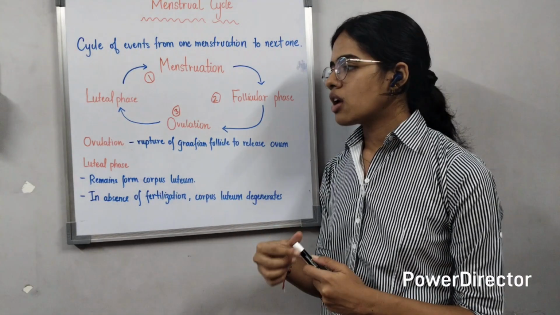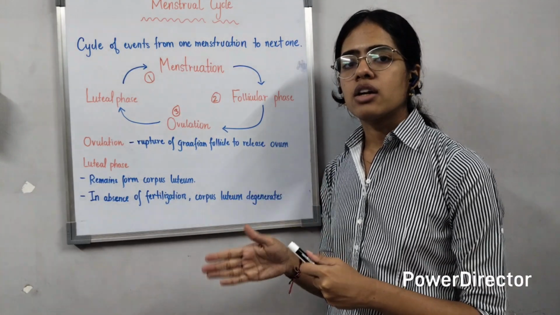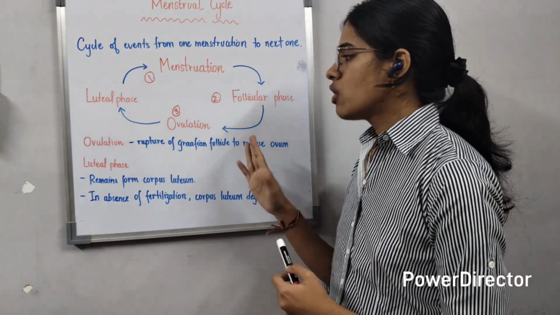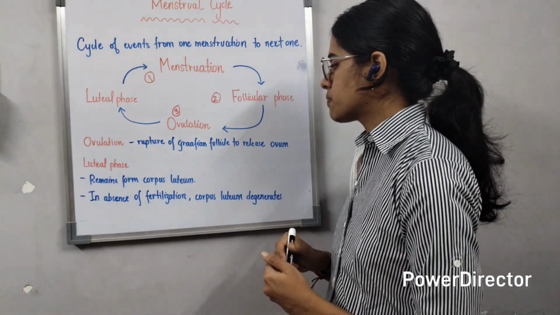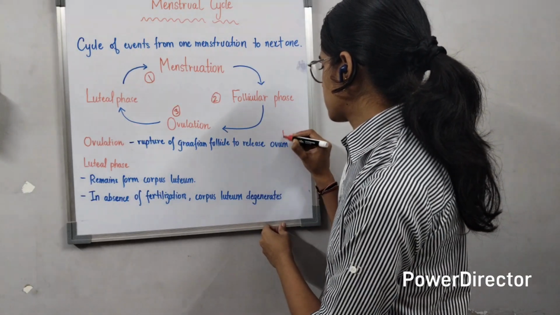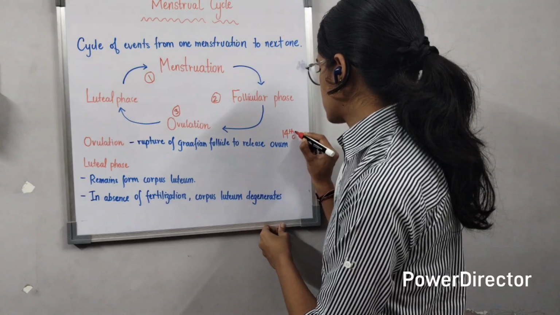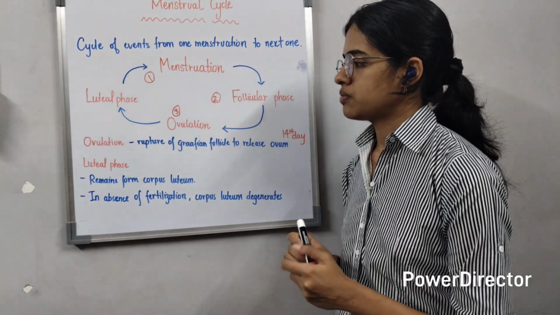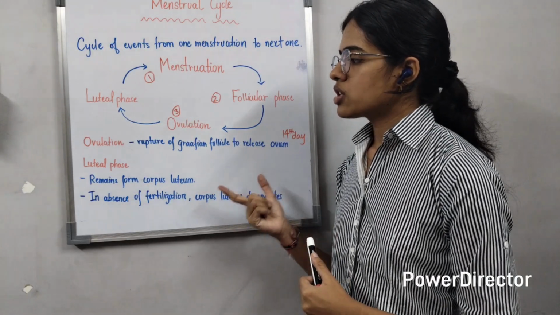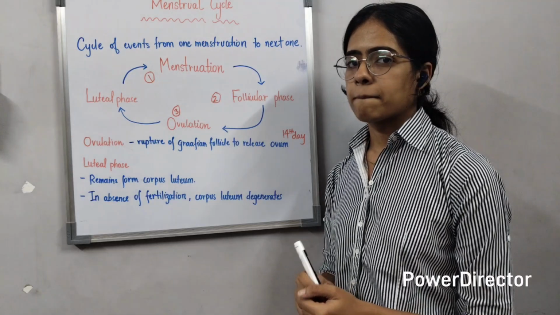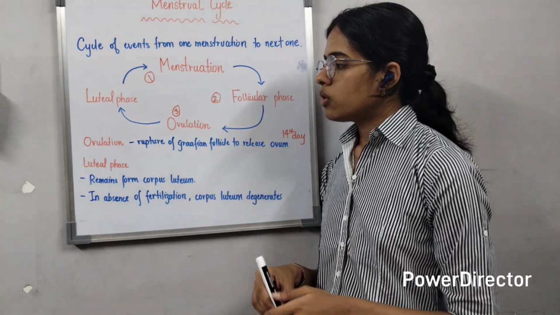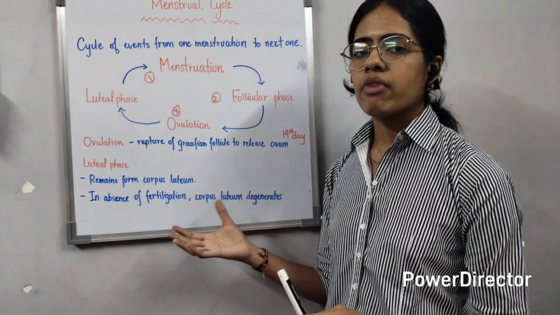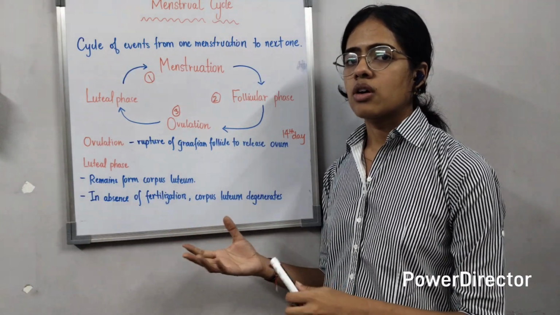This is a very natural process, and this occurs in the mid of the menstrual cycle. It is exactly in the mid of the menstrual cycle, around the 14th day. After the ovulation, the next phase is the luteal phase. The luteal phase is when the uterus is waiting for fertilization to occur.